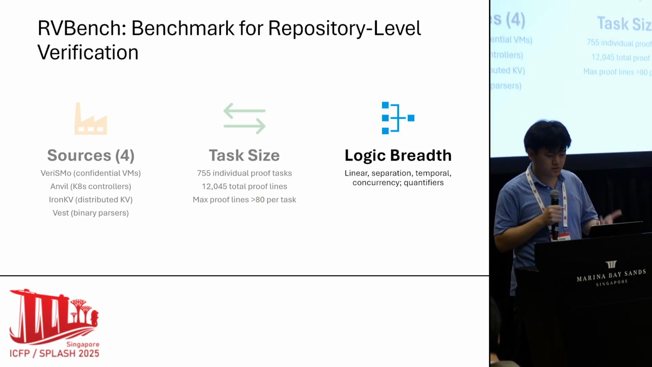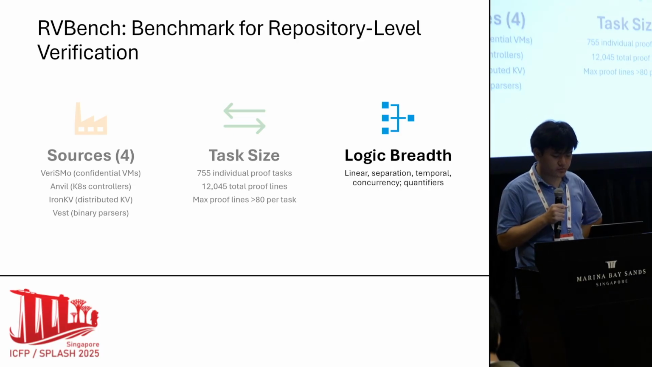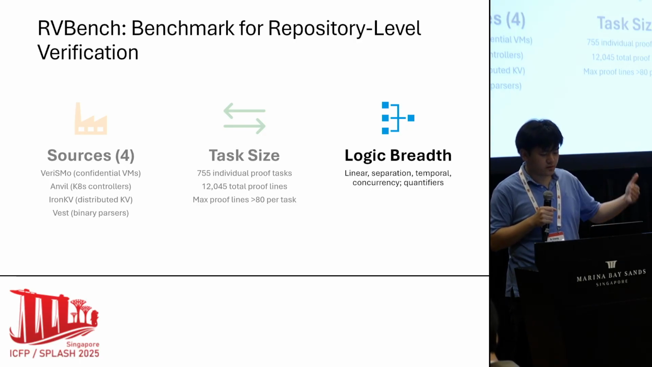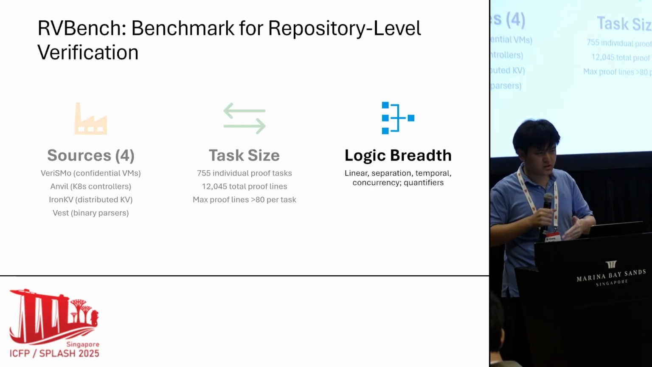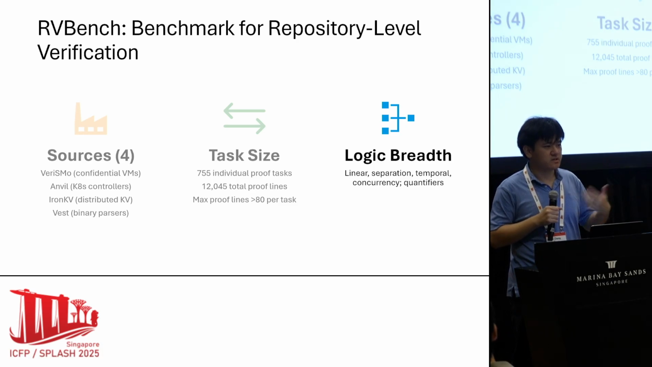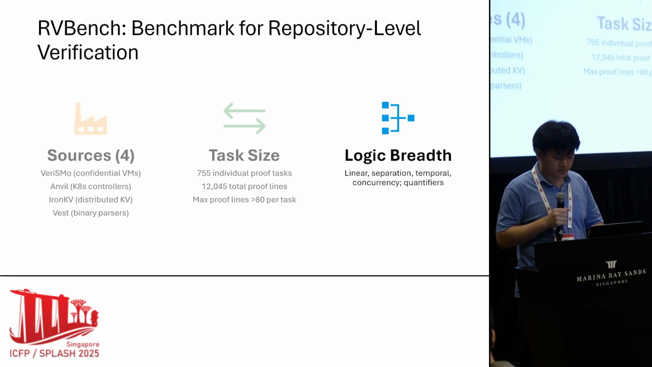Lastly, the logic breadth required to do this proof completion on this benchmark. These task problems in RVBench capture logic ranging from linear logic to separation logic, which deals with memory safety guarantees or concurrency guarantees and more, which is more complex than what previous benchmarks provide.